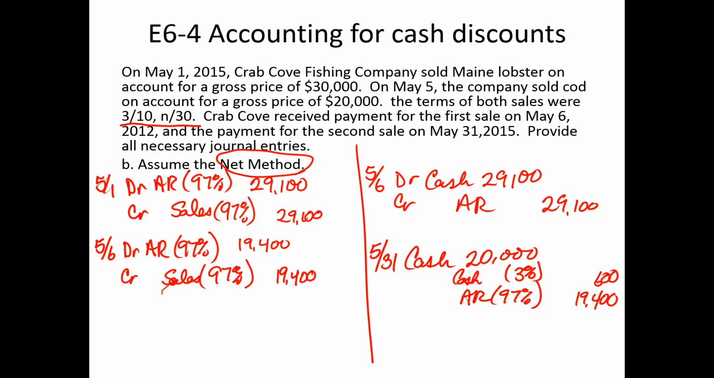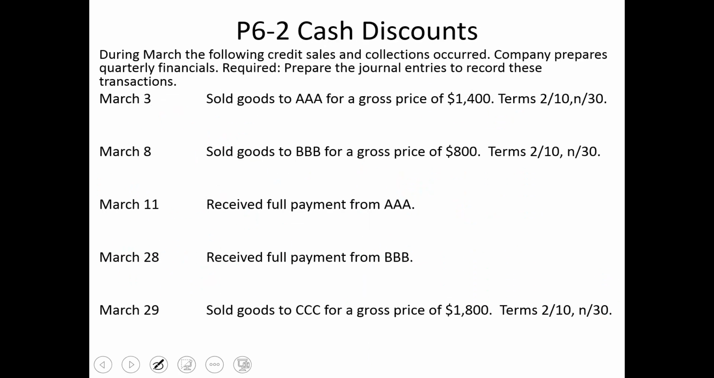So really it's more of a financing charge than it is the cost of the goods that were purchased. So the account is called cash discount lost. And cash discount lost is a revenue account because we're making $600 revenue. So let's compare and contrast these two in this problem.